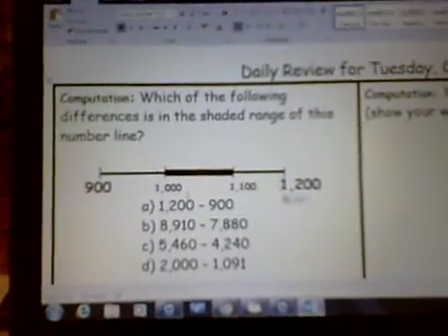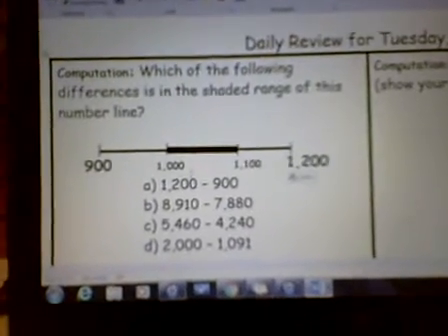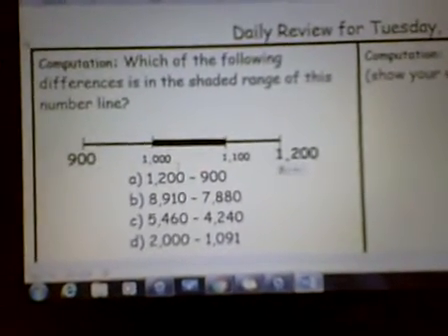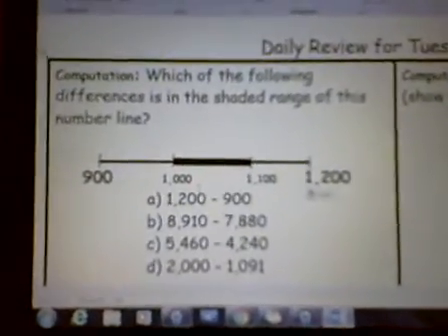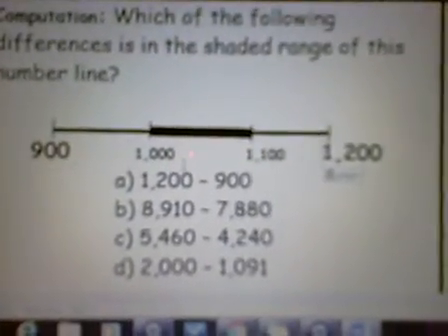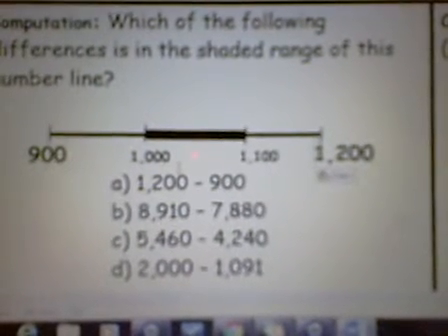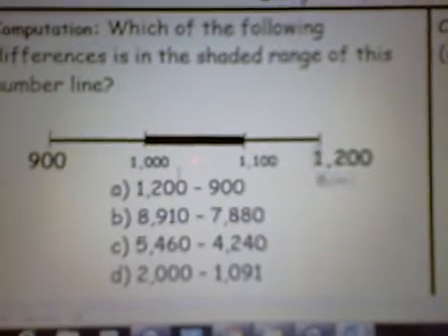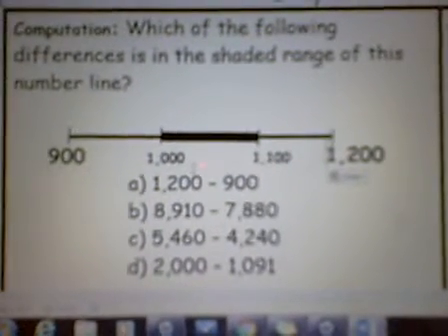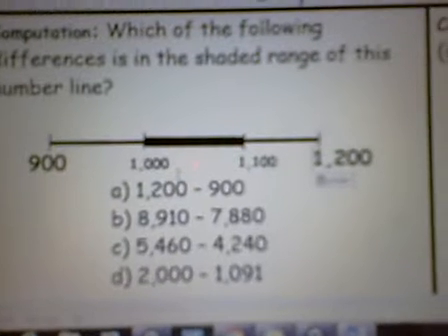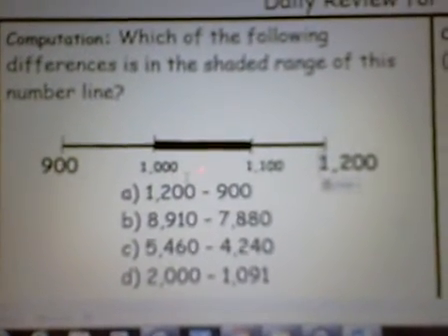This is the answer key for Tuesday, October 10th. The first computation question asks, which of the following differences is in the shaded range of this number line? Here, I skip counted by hundreds to fill in my shaded range. So I'm looking for answers for A, B, C, and D that are between 1,000 and 1,100. So in order to find my answers, I must solve for A, B, C, and D.